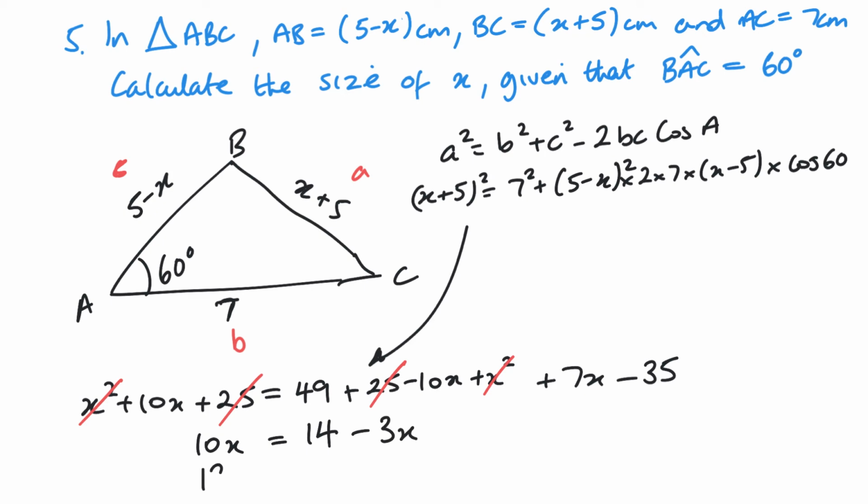So that will leave me with 13x when I add 3x equals 14. Therefore, x equals 14 over 13, or to one decimal place, this is 1.1. I'll put centimetres in there. Now, that's the question done for now, but you may have had a question that asked you for the size of the smallest side, which you can see in this case would be 5 minus x, so 5 minus 1.1, so it's going to give you 3.9 approximately.